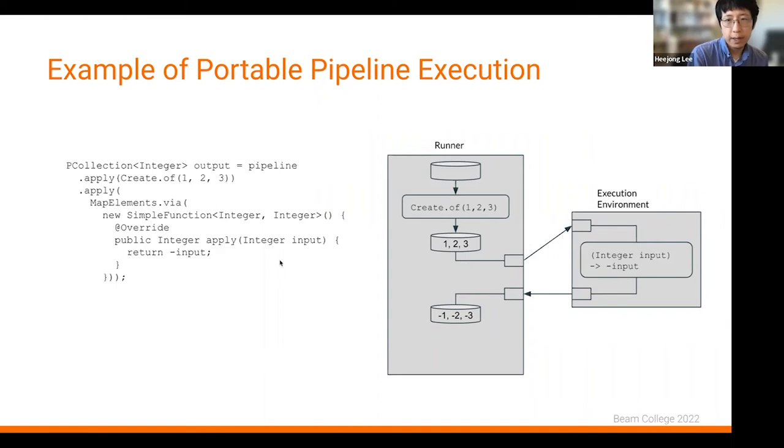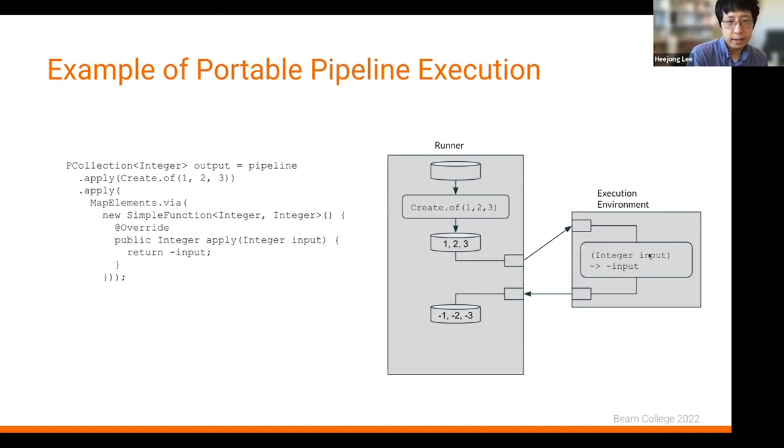So when the runner executes this pipeline, Create is executed inside the runner, but this MapElements part will be executed in the execution environment. So when the runner launches the execution environment, the runner actually sends an instruction message. We call this an instruction. So we actually send the PTransform proto representing this MapElements to the execution environment and say, tell me when you're ready.